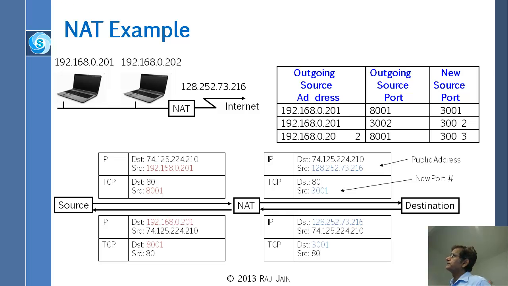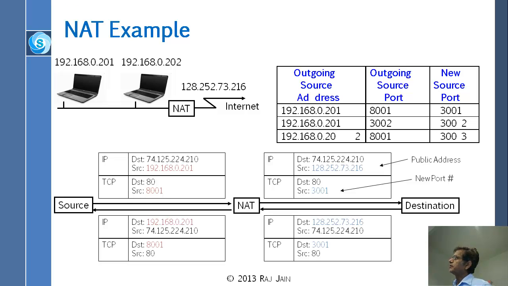There are two computers and one public IP address. 201 using source port 8001 sends something. It doesn't matter where it sends to, so let's say here is the detail. 201 sends to 210, this IP address, with the source port of 8001 and the destination port of 80, which is a web server. It sends a request to this web server. The NAT changes the source address to the public address and changes the source port to 3001, and makes a note.